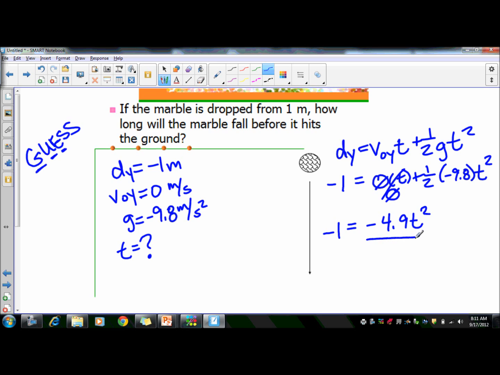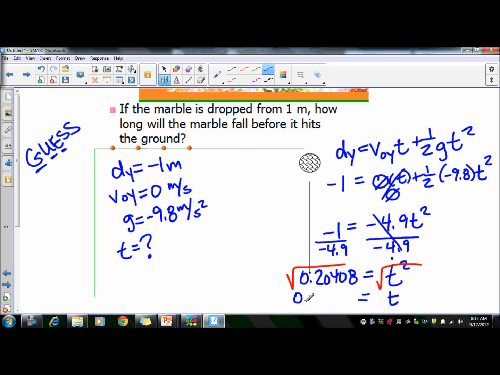At this point, we're going to divide by -4.9 on both sides. Cancels that. And we're left with t squared equals 0.20408. Notice I'm using a number of digits, 3 non-zero, to make sure we get this right. And then to find t, we take the square root of both sides, and we get a t of 0.452 seconds. So keep that number in mind as we keep going.